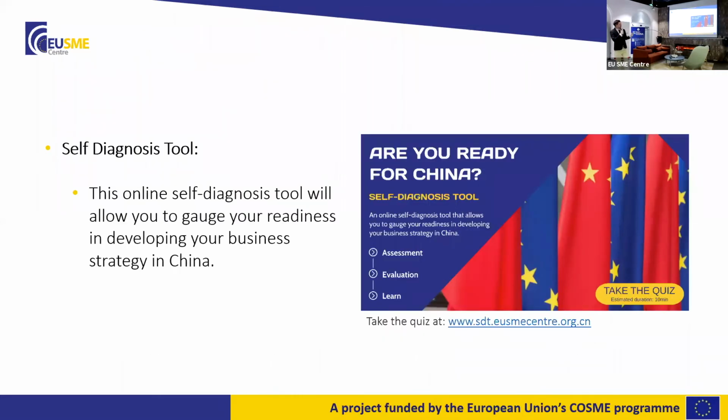There's one extra thing that was released just a little while ago, and that is this self-assessment tool that the EU SME Center has published. It is a tool which you can find on the EU SME Center website. It allows you to know at which stage your company is in the process of getting ready for the Chinese market.